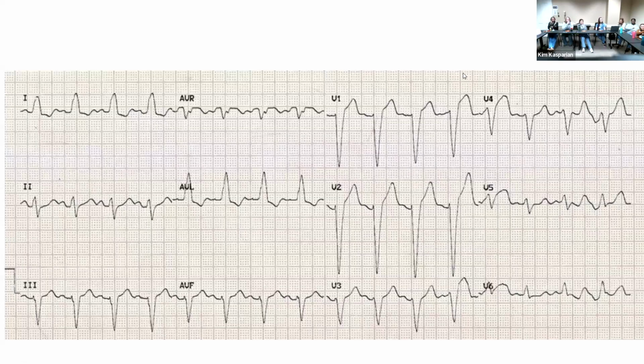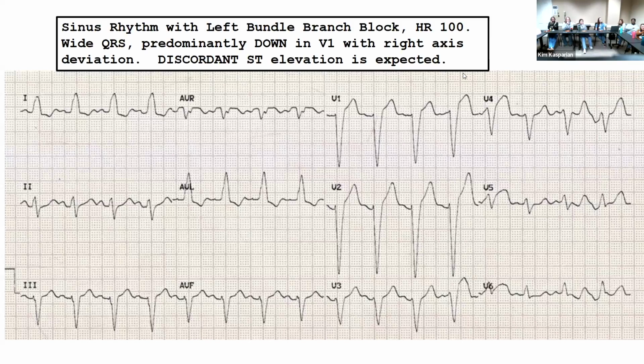All right. And I think that by process of exclusion, this is going to be left bundle branch. Again, it's going to be wide complex. And it's going to be predominantly negative deflection in V1, really in all of your precordial leads, but especially V1.